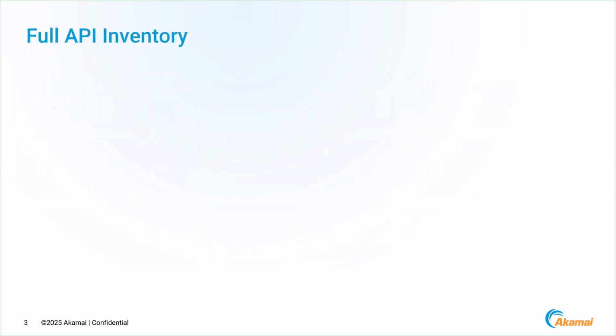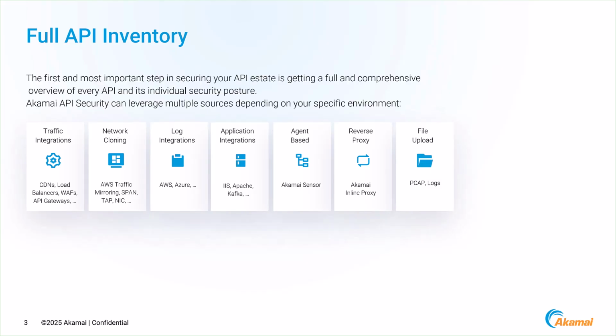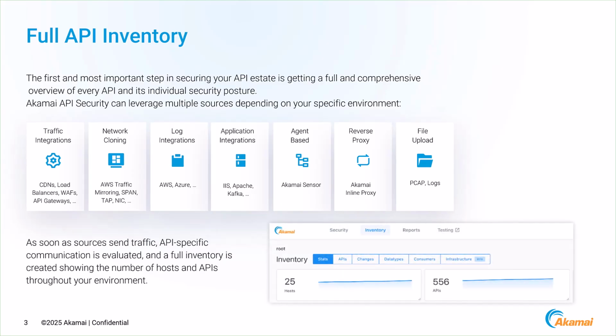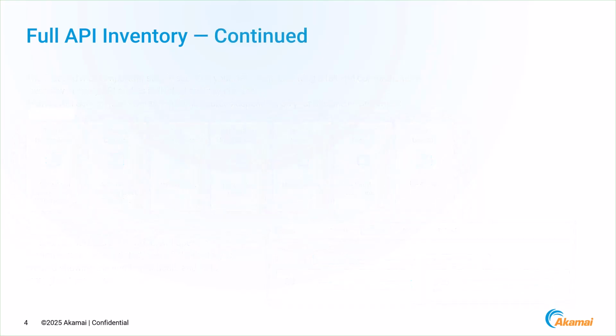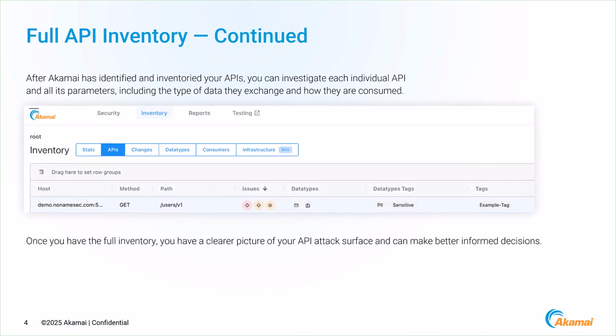Let's begin. The first and most important step in securing your API estate is getting a full and comprehensive overview of every API and its individual security posture. Akamai API Security can leverage multiple sources depending on your specific environment. As soon as sources send traffic, API-specific communication is evaluated, and a full inventory is created showing the number of hosts and APIs throughout your environment. After Akamai has identified and inventoried your APIs, you can investigate each individual API and all its parameters, including the type of data they exchange and how they are consumed.